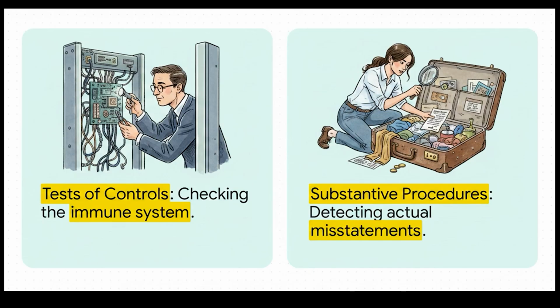Think of it like this. It's the difference between testing the metal detector at an airport to make sure it beeps versus manually opening and searching every single piece of luggage. If a company has strong controls, it means we can confidently rely more on the metal detector and spend way less time doing manual bag searches.